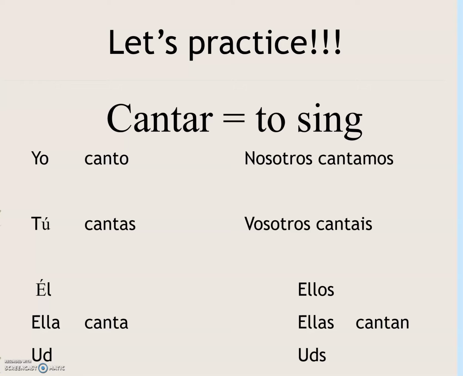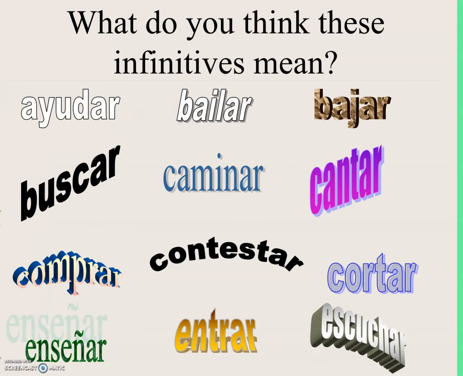It is very simple. There's a little song that I will teach you that is o, as, a, amos, áis, an. And those are the endings for the AR verbs. Look at all these AR verbs that you have learned between your homework. We have 2 lists on Quizlet of most common verbs. There are 54 more common verbs that you have learned.